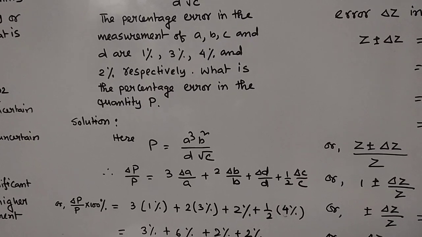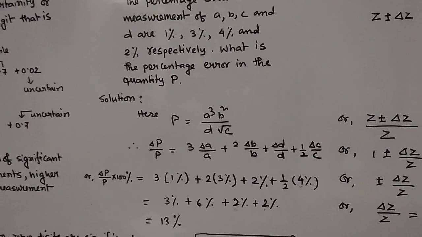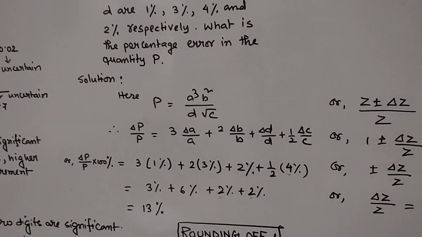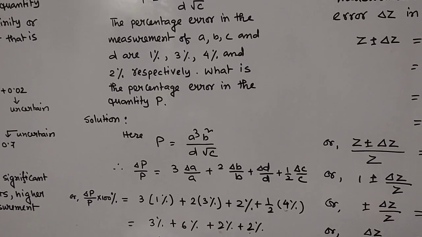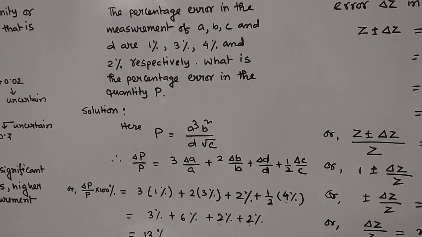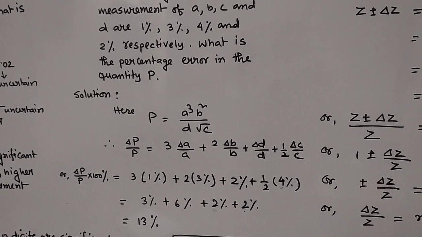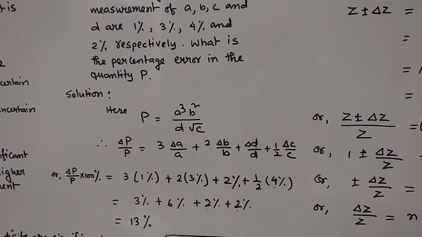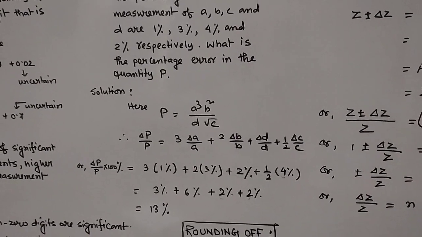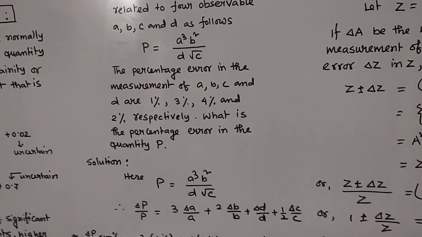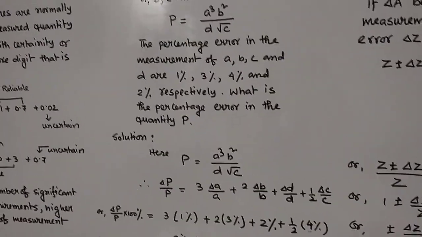As per here A, B, C, D percent, to define percentage error, then definitely we have to multiply 100 with the percentage. This is very simple. Probably you have done it in lower class, and also we have discussed it in our previous classes. So 3 delta A by A is your 1%, 2 delta B by B is your 3%, delta D by D is your 2%, and half delta C by C is your 4%. So 3% plus 6% plus 2% again plus 2%. So if you sum up, 6, 10, 13. So percentage error is your 13%. So in this way you have to implement the formula to solve the numericals. Please check it out. It's very simple.